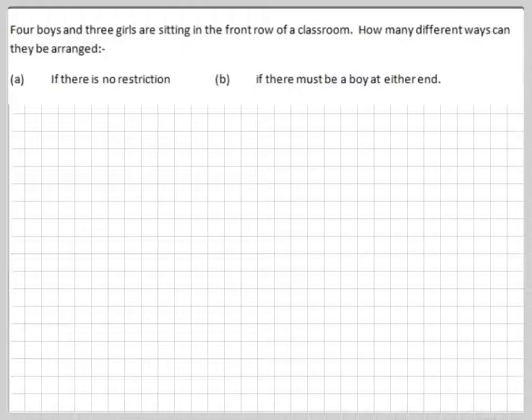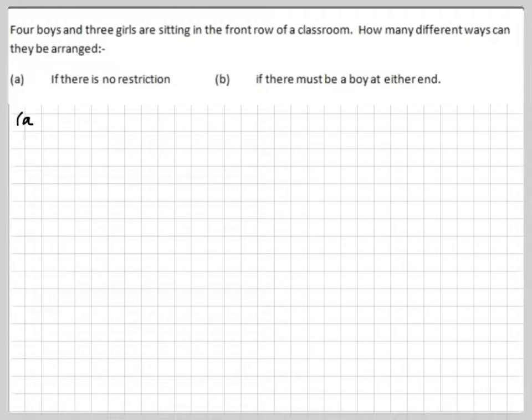Right. Now we've got 4 boys and 3 girls sitting in the front row of a classroom. How many different ways can they be arranged? A, if there's no restriction, and B, if there must be a boy at either end, meaning at both of those ends. Alright, let's go for A. That's a nice one, no restriction.